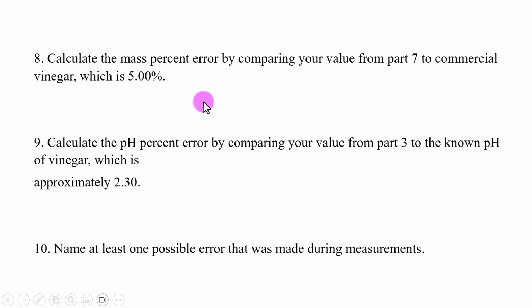Then you are going to calculate percent errors for both the mass percent and the pH. Okay, so this actually is supposed to be the mass percent error because the mass percent is in percent, and then you're going to calculate the percent error.